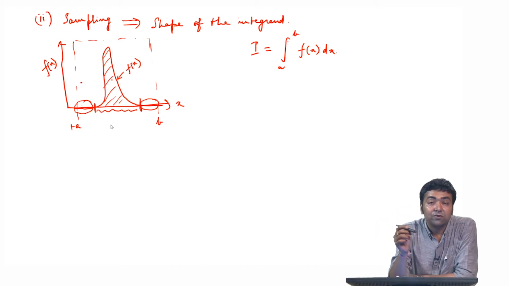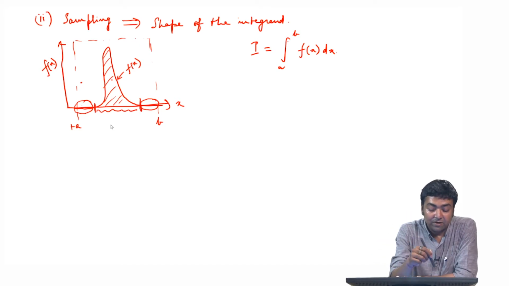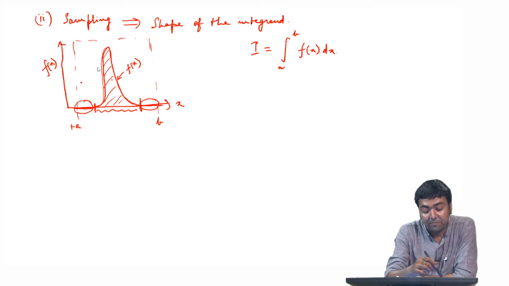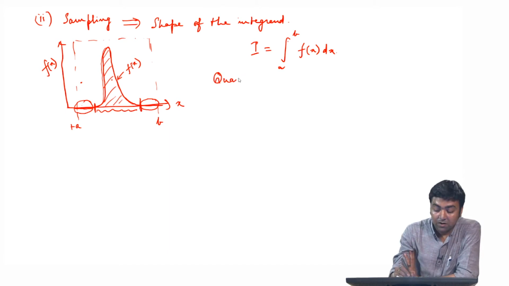Rather, what you want is to generate a set of random numbers whose distribution matches exactly this distribution, which should have the same shape as the shape of the function. One classic example of this is seen in quantum mechanics.